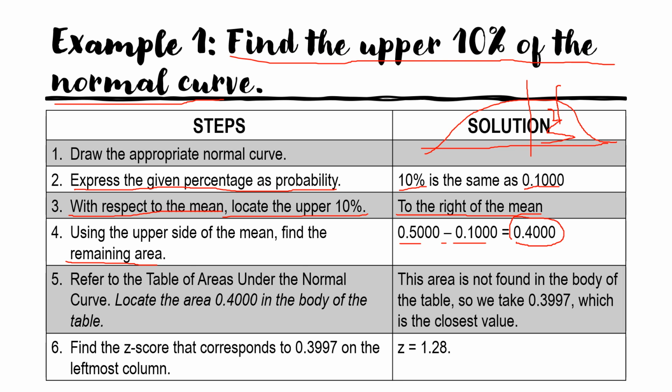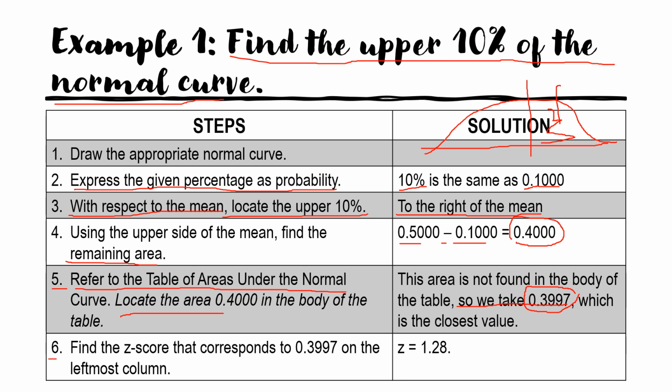Now, for step number 5, refer to the table of areas under the normal curve. We need to locate the area 0.4 in the body of the table. Your 0.4 is not found in the body of the table, so we take 0.3997, which is the closest value to 0.4.